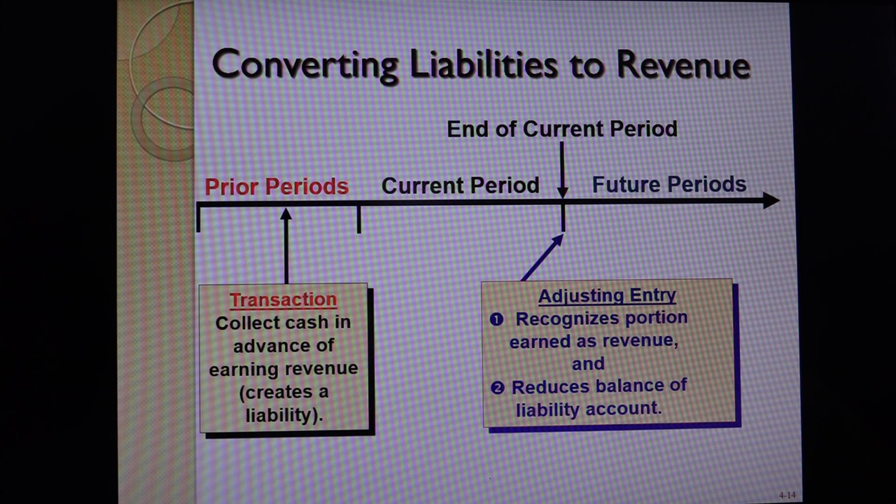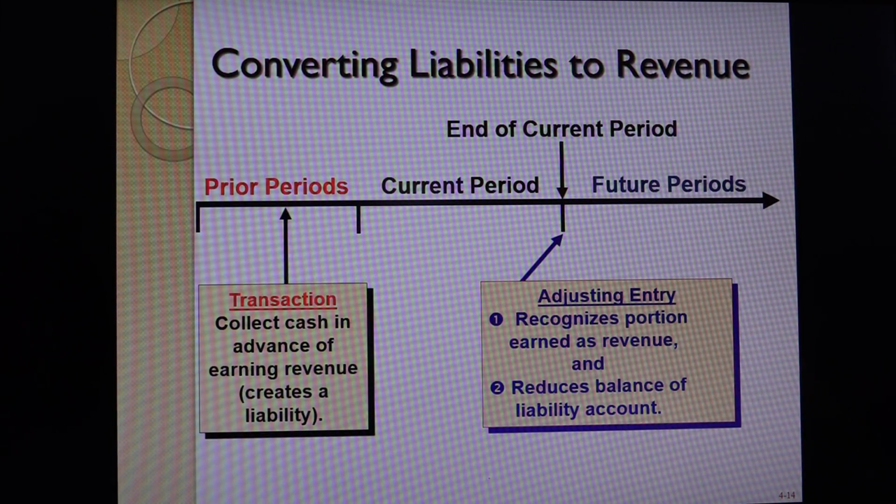And so, let's say you come up to the end of a year and you want prepayment, and you're going to deliver the goods in that next year or provide a service in that next year. When you receive that prepayment, you collect the cash in advance of earning the revenue. You have to create a liability in the current period, which here shows as the prior period, because you're not going to earn it until that next year.